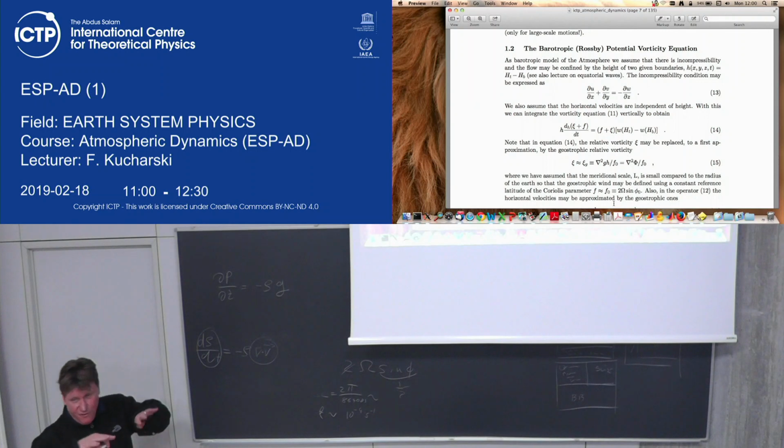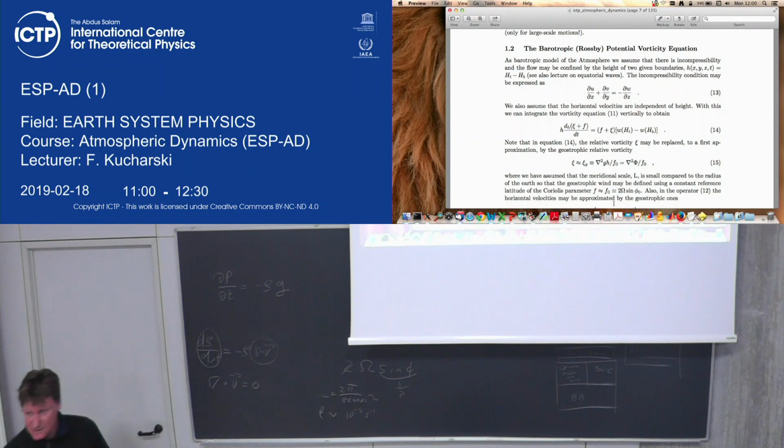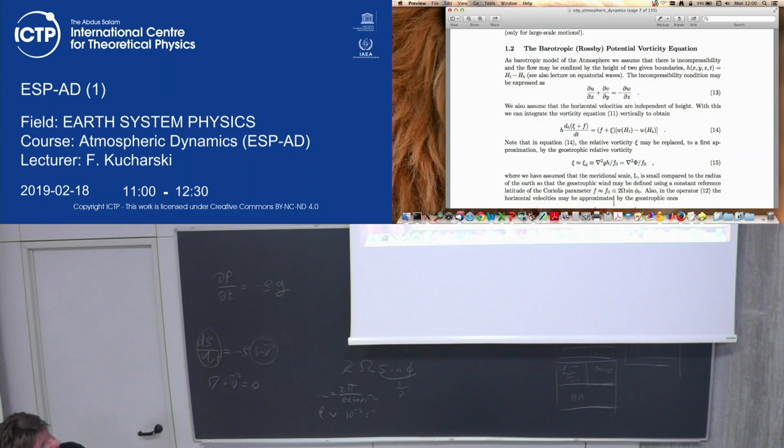So as a first order approximation, we can use that the three-dimensional divergence of velocity is equal to 0. So that leads us to this equation here. And with that, we are in what we call an incompressible model. So the density is treated as if it was constant to some approximation.